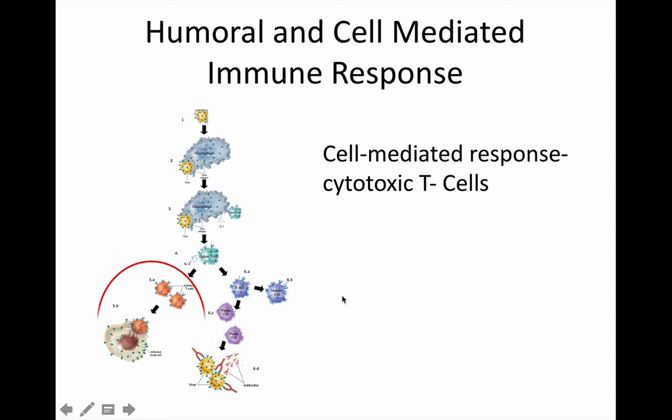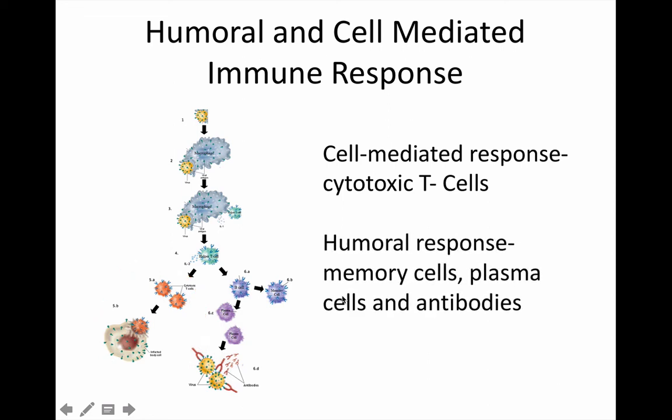Now we call the branch to the right a humoral response. Okay, so when the B cells become activated, become memory cells, plasma cells, and the plasma cells make antibodies, we call that the humoral response.